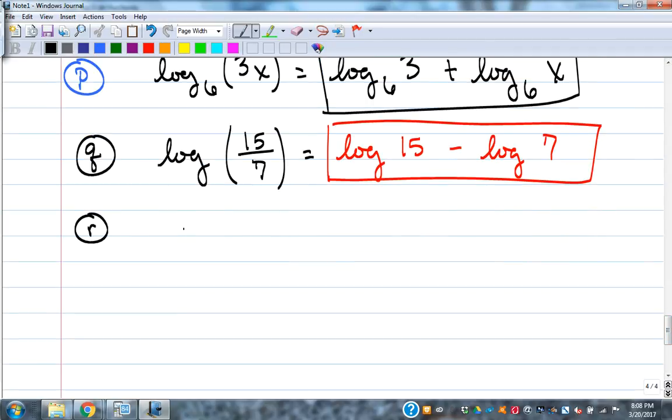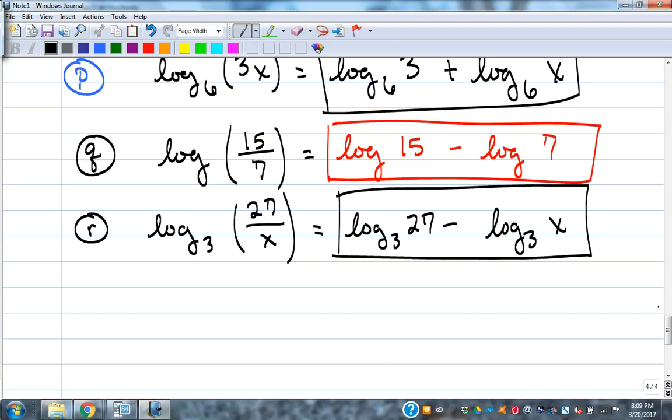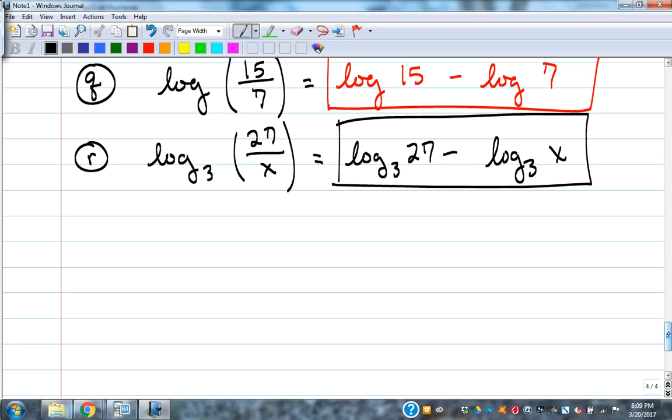R. Log base 3 of 27 over x. How does that expand? Remember, it's always going to be top minus bottom. Very easy to expand there. So division becomes subtraction. Multiplication becomes addition.